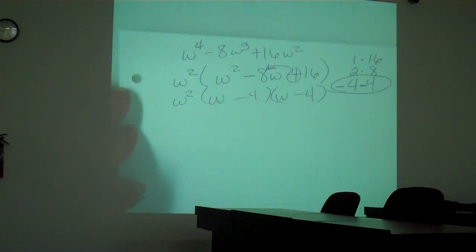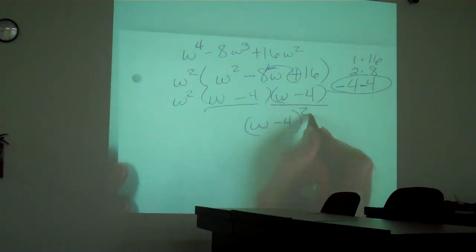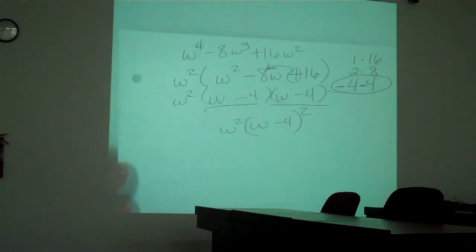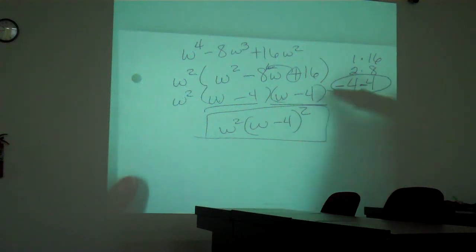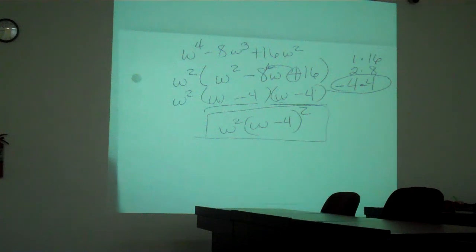Okay, when these look like this and these are exactly the same, you could write that as this squared, okay? That would be the answer right there. If you got this far, you could still count it right. This just simplifies it a little bit. It would already be factored here. That would be okay. Okay, I think that's about it.